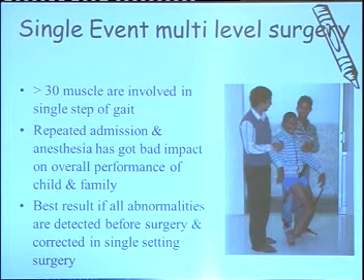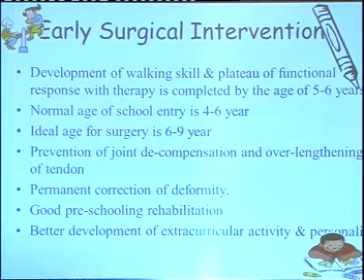And people have gone to the extent, we have also done in some cases, of operating the upper limb and the lower limbs simultaneously, requiring about 7 or 8 hours of surgery. But the results are much better. So early surgical intervention leads to development of walking skill and plateau of functional response, with therapies completed by the age of 5 to 6 years, because this is the age for the child to go to school.